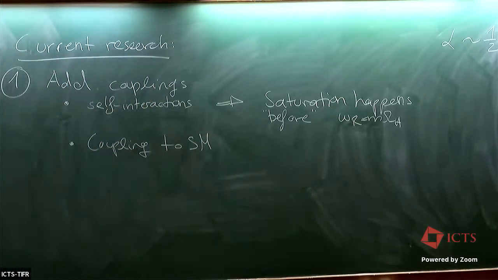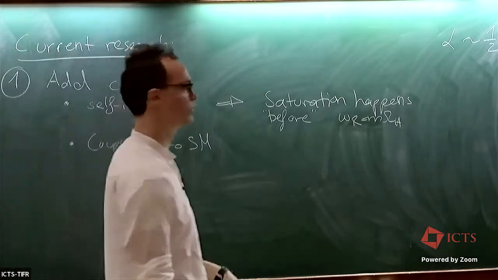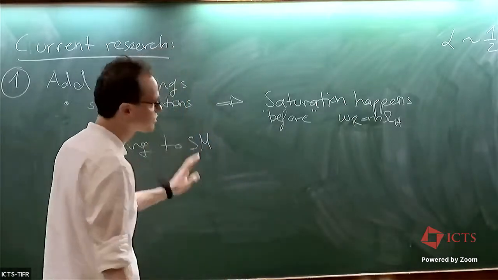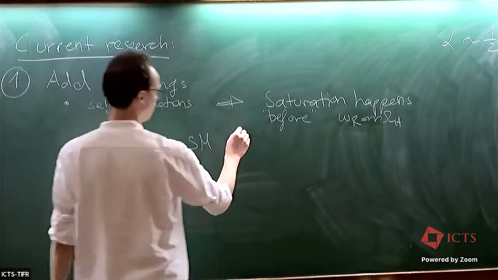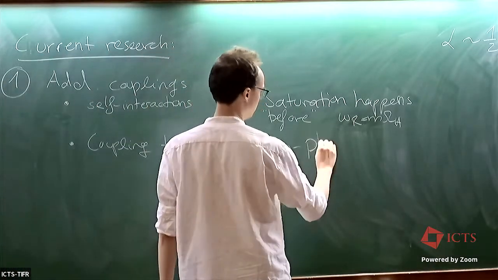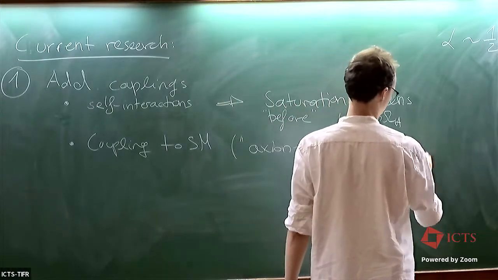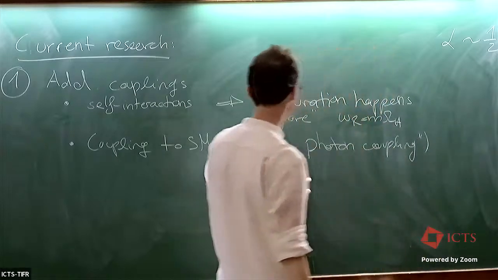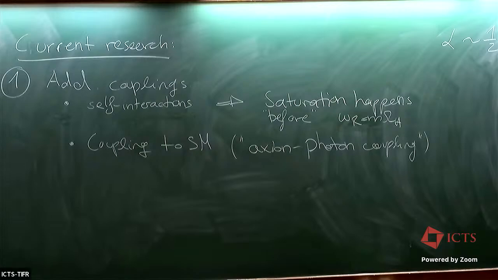Okay? And there you kind of open up the can of worms. You can have a million different ways of coupling these particles in principle to the standard model. But astrophysically relevant are only a few. Okay, so for instance, just to drop some names, there's the axion photon coupling. Okay, so basically it's a particular way how you can convert axions into photons.